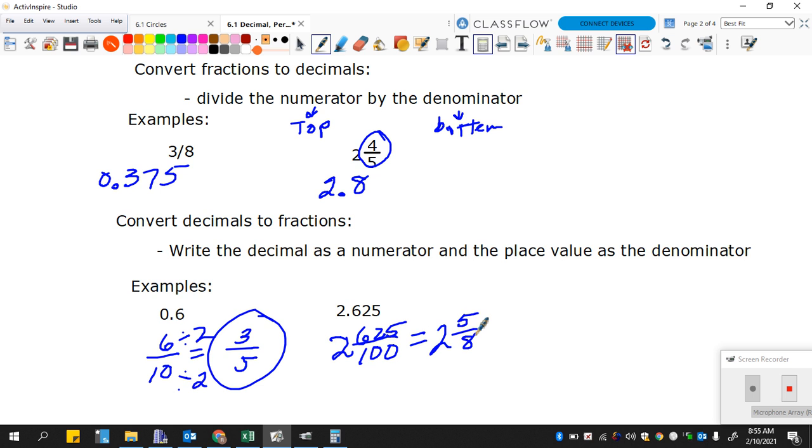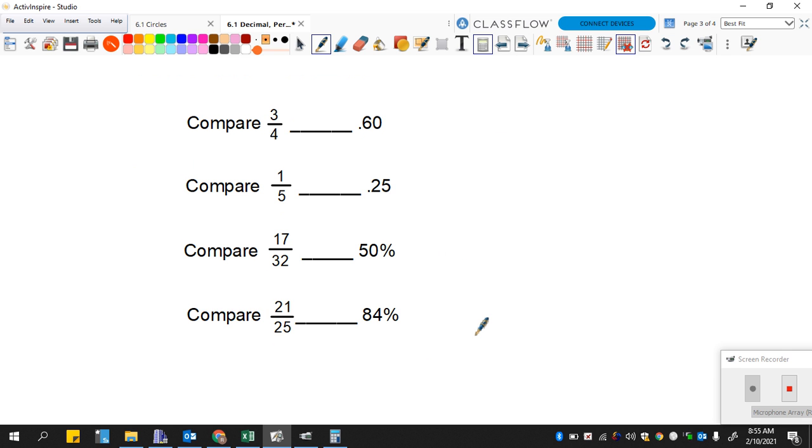All right. The next part of this lesson is comparing fractions and decimals and fractions and percents. Well, obviously, the easiest way of doing it is to convert the fractions to decimals or to percents.